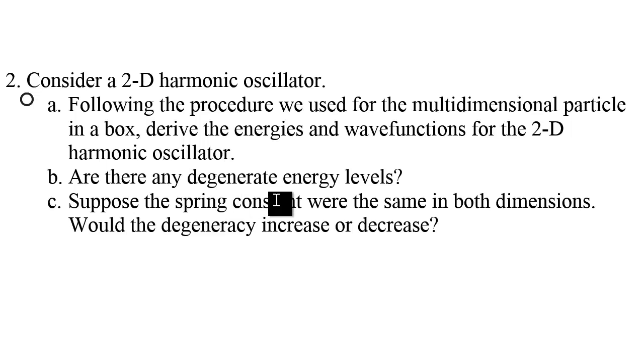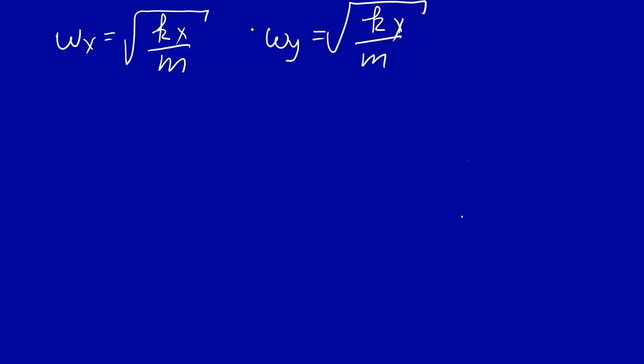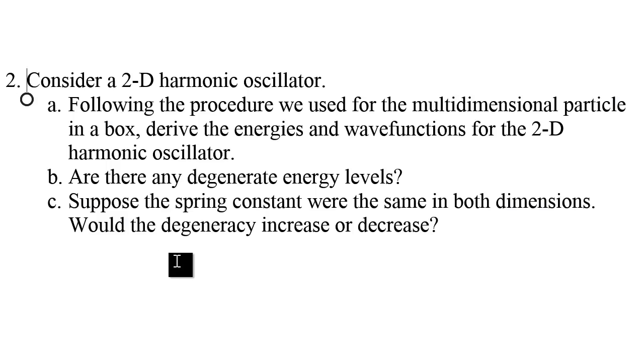Now, are there any degenerate energy levels? Now, let's take a look at here. Here are nx and ny. Well, not really. nx and ny are independent, and kx and ky are independent. So in general, there'll be no degeneracy except perhaps for some accidental degeneracy. Now, let's see if we make the approximation that suppose the spring constants were the same in both directions. Would the degeneracy increase or decrease?